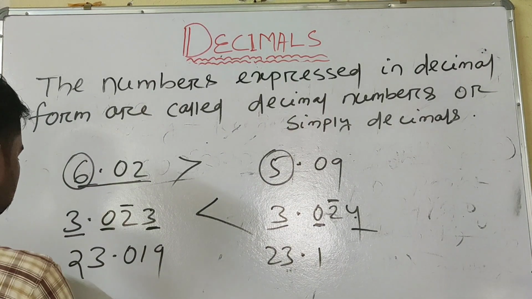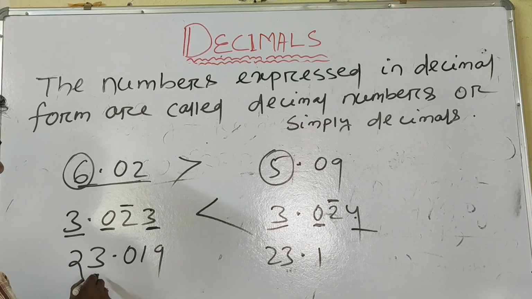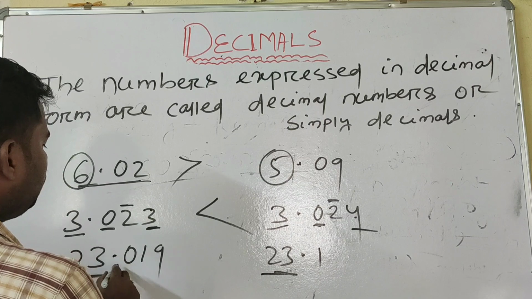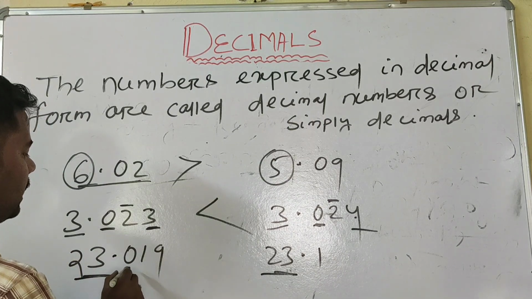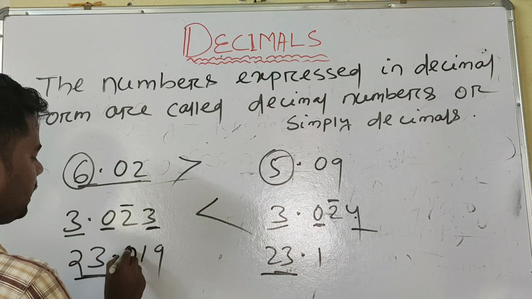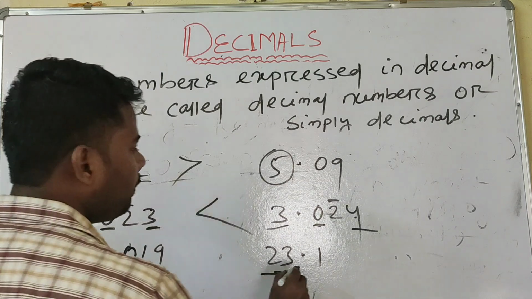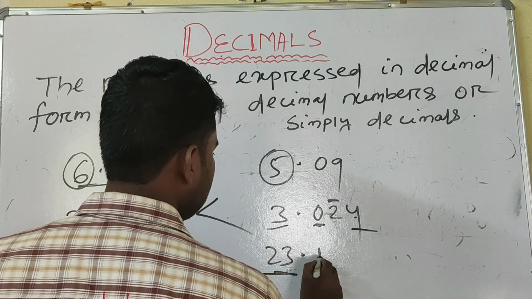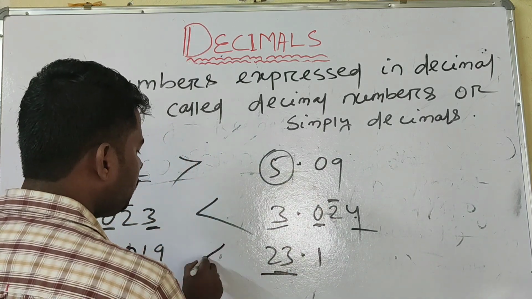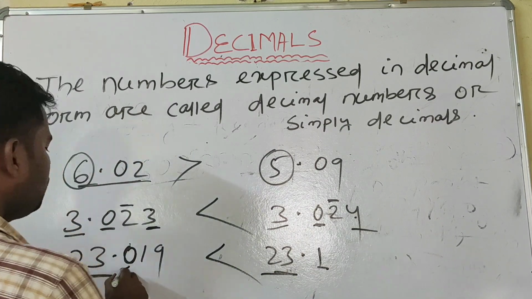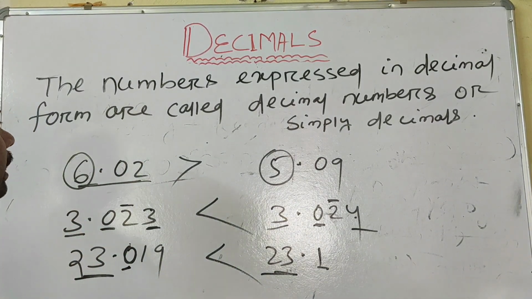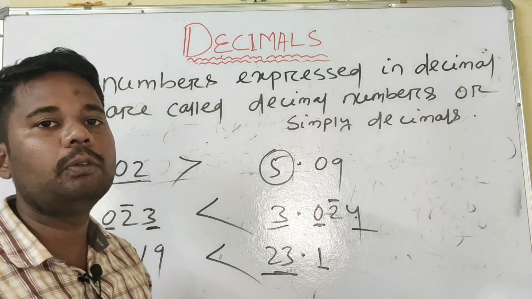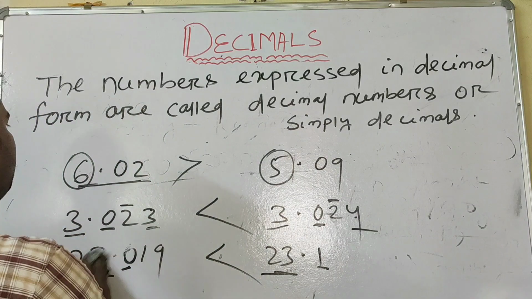Now third, how do we compare this one? Both whole parts are also the same. Then we check the decimal digits. Here the first decimal digit is 0 and the other first decimal digit is 1. So 1 means more than 0. So the tenth place is greater here, so this one is greater. In this way we can compare two decimal numbers and find which is greater and which is smaller. Okay.